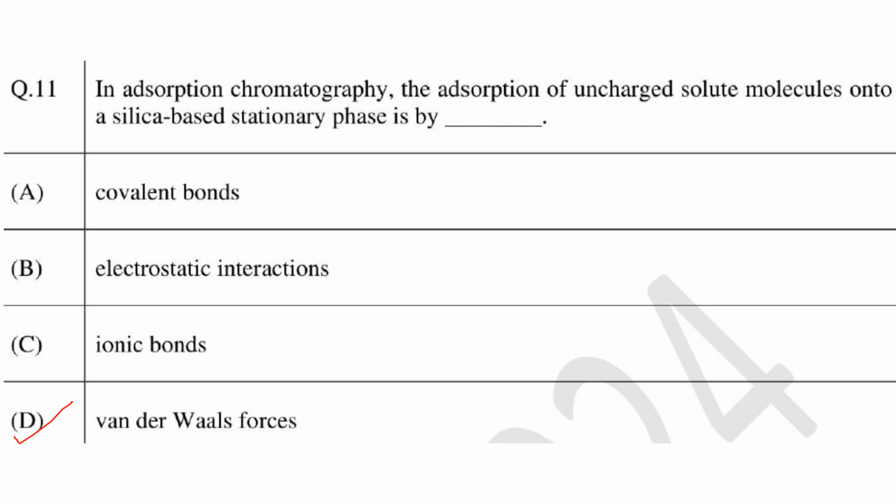All the others, that is covalent bonds, electrostatic interaction, ionic bonds, they are all strong interactions when compared to van der Waals forces, which are relatively weak.